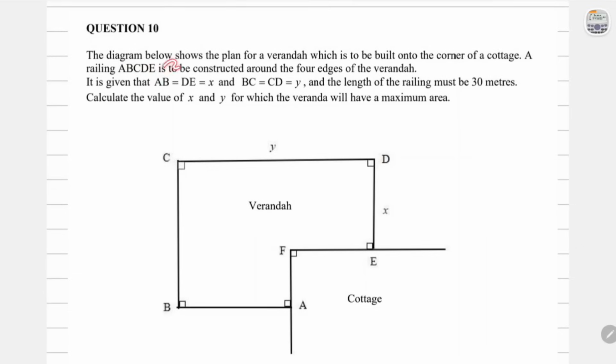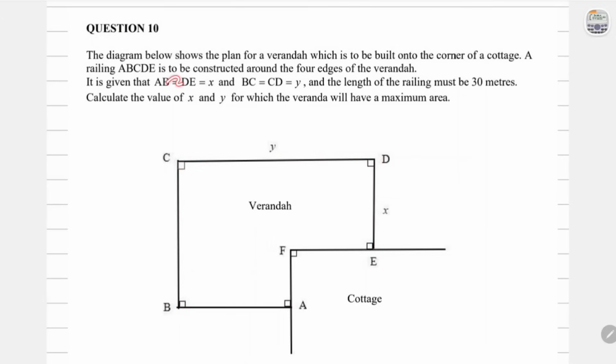Question 10 says, the diagram below shows the plan for a veranda which is to be built onto the corner of a cottage. A railing ABCDE is to be constructed around the four edges of the veranda. Okay, so the railing is going to go here, like that.